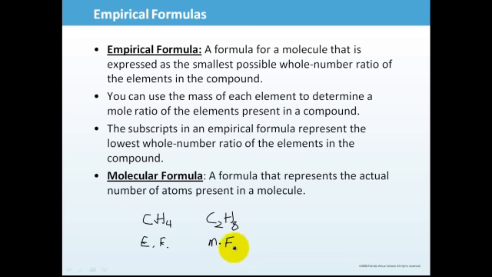So a simple way to think of it is the molecular formula is a multiple of the empirical formula. And the empirical formula cannot be reduced by any factor into a smaller whole number ratio. It is important that you remember it's a whole number ratio. We can't have half an atom. That just wouldn't work. So we don't do that.